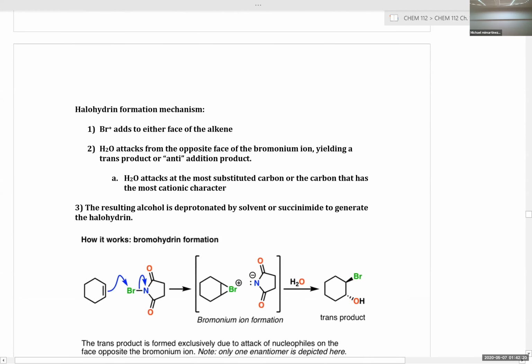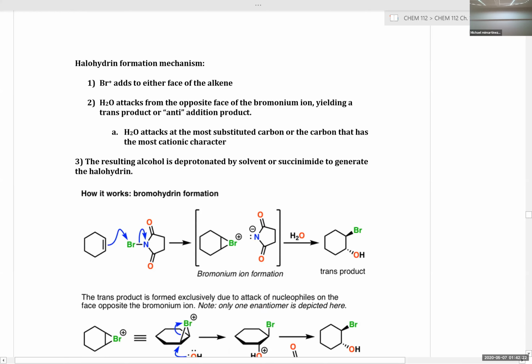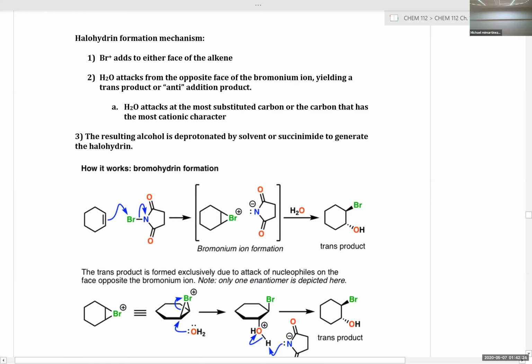Okay, so let's talk about the mechanism for halohydrin formation. First and foremost, Br+ adds to either face of the alkene, and that in turn generates a bromonium intermediate. Okay? Water then attacks, just like always, from the opposite face of the bromonium ion, yielding the trans product, otherwise known as the anti-addition product.